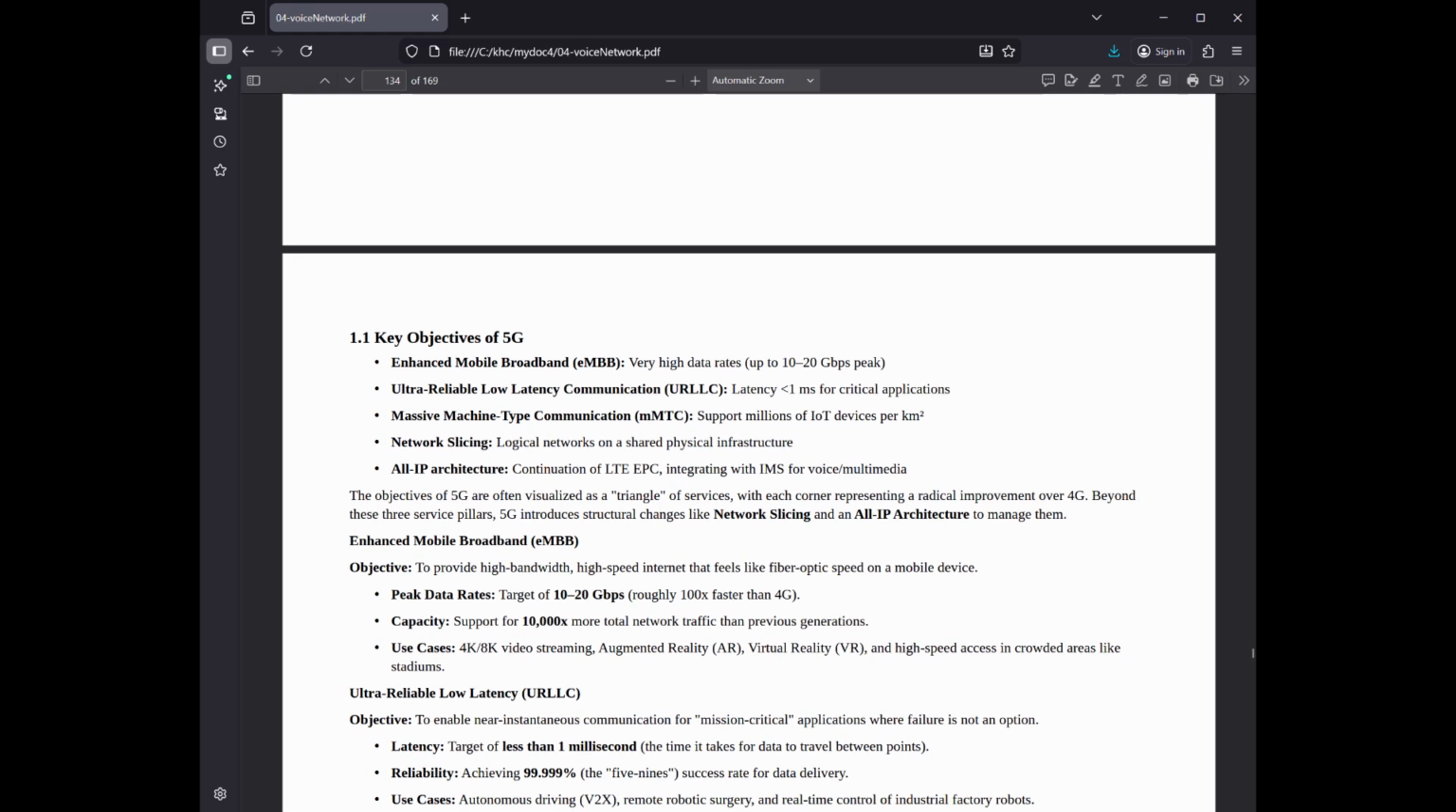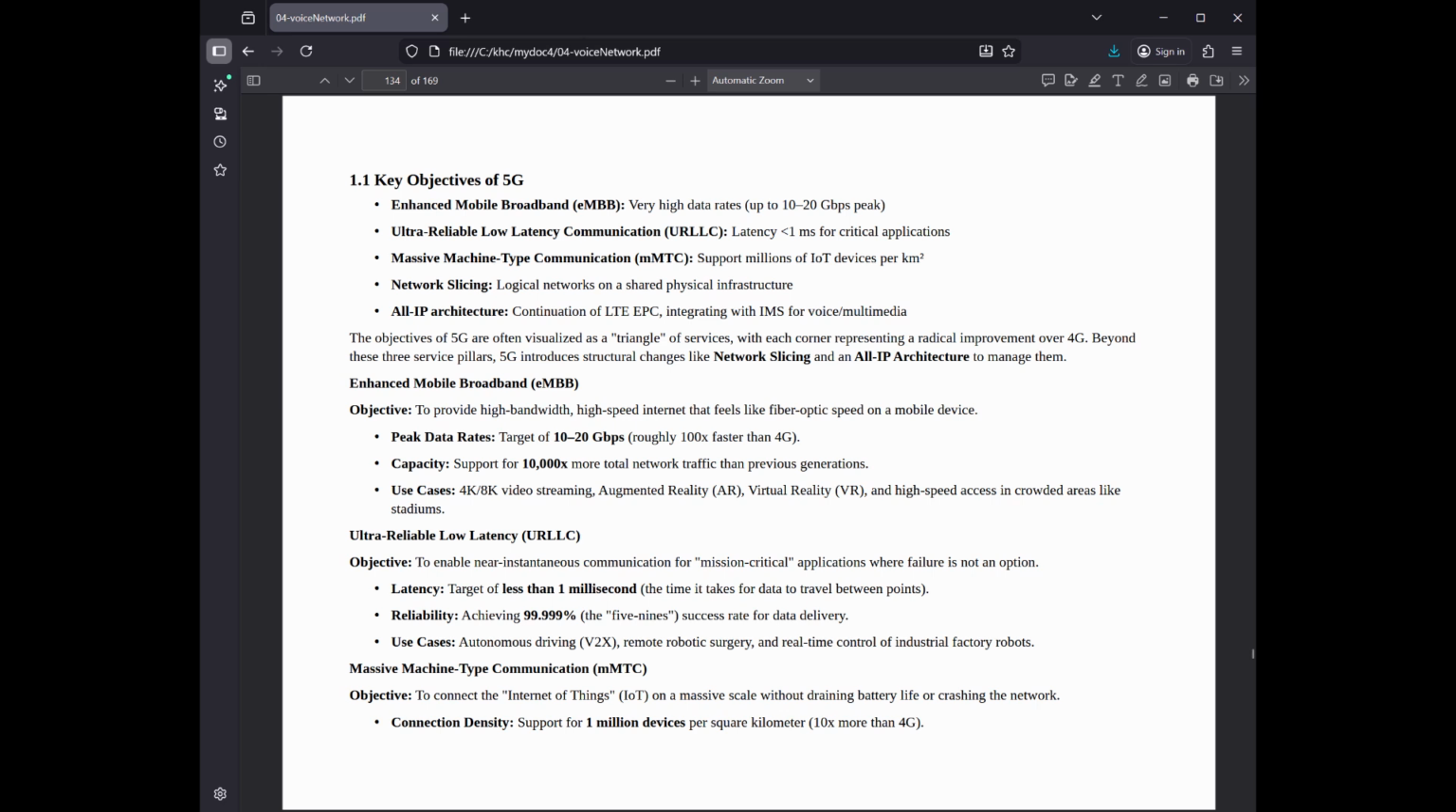1.1 Key objectives of 5G. Enhanced mobile broadband, eMBB: very high data rates, up to 10 to 20 Gbps peak. Ultra-reliable low-latency communication, URLLC: latency of 1 millisecond for critical applications. Massive machine-type communication, mMTC: support for millions of IoT devices per km². Network slicing: logical networks on a shared physical infrastructure. All IP architecture: continuation of LTE EPC, integrating with IMS for voice/multimedia. The objectives of 5G are often visualized as a triangle of services, with each corner representing a radical improvement over 4G. Beyond these three service pillars, 5G introduces structural changes like network slicing and an all-IP architecture to manage them.